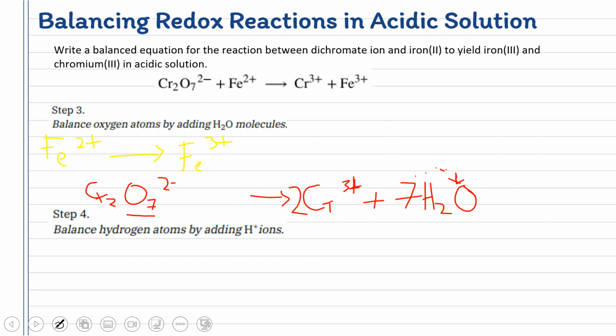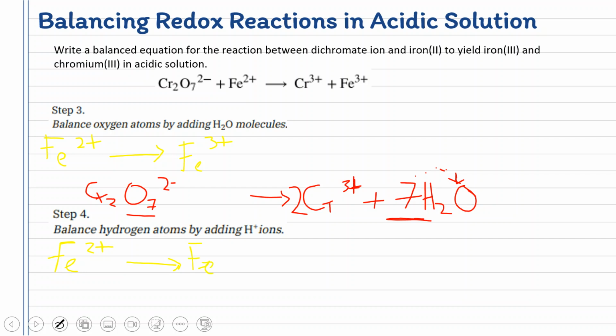Step 4 says to find where hydrogen is and balance the hydrogen atoms by adding H plus. So now we are going to balance hydrogen by adding what? H plus. So look carefully. Where do you have hydrogen? I have hydrogen here. Step 4 doesn't affect Fe, so let me just repeat Fe as it was: Fe 2 plus. No business here.